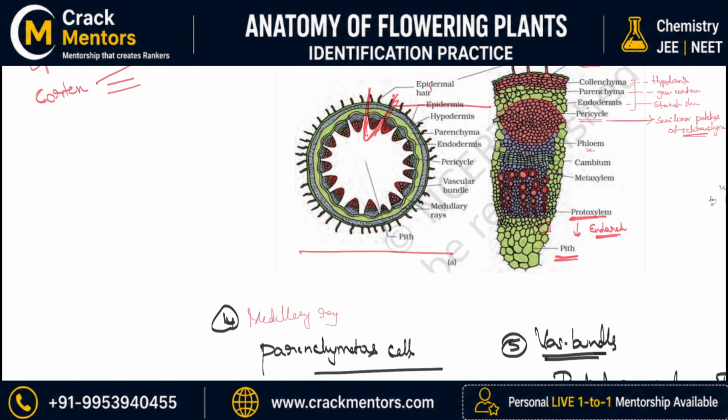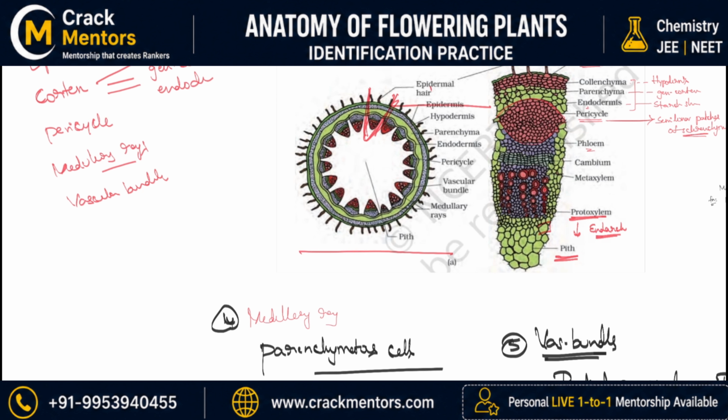In the cortex we have three layers, that is hypodermis, general cortex and endodermis. After the cortex we have the pericycle. The pericycle lies in between the endodermis and phloem. After the pericycle we have medullary rays. Medullary rays are made of parenchymatous cells and they lie in between the vascular bundles. After medullary rays we have vascular bundles.